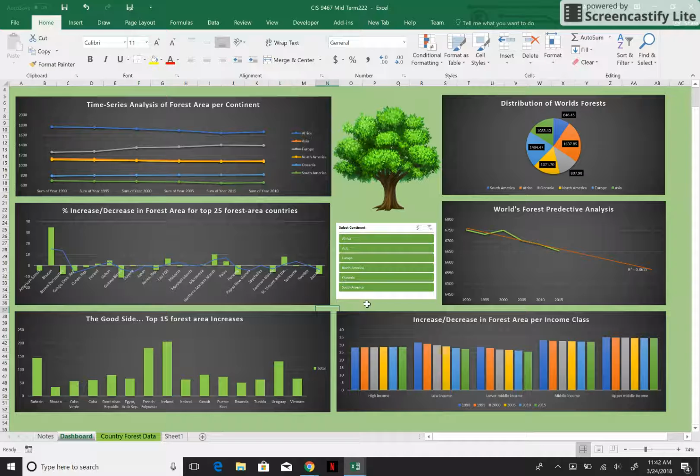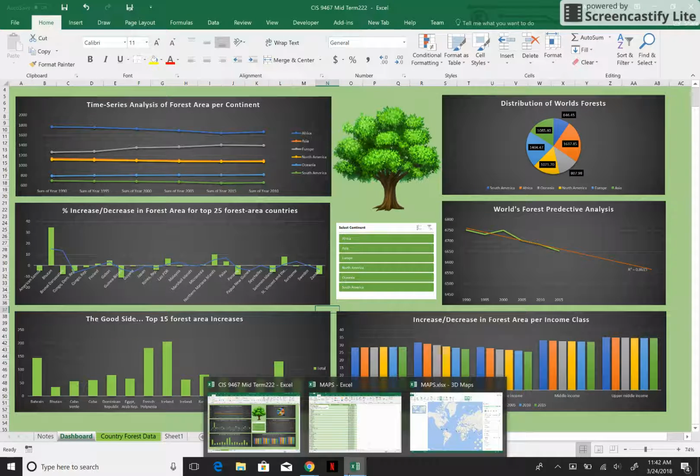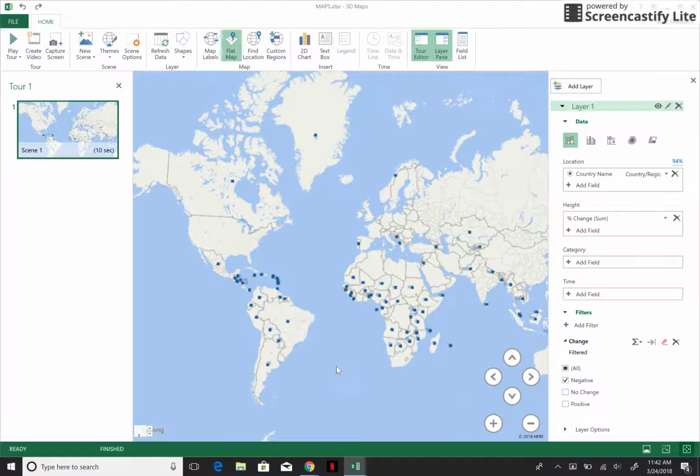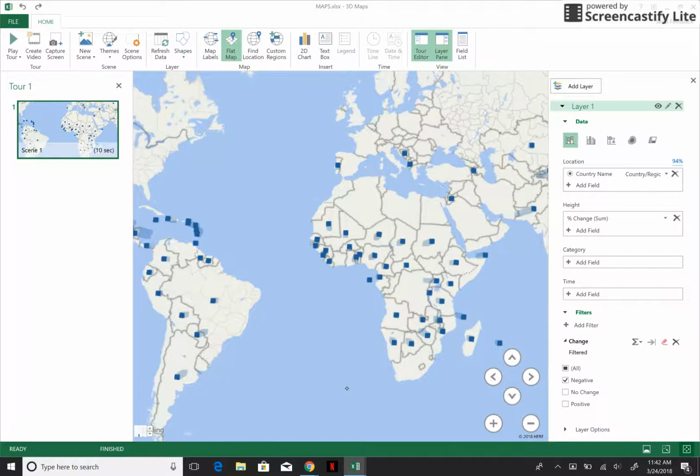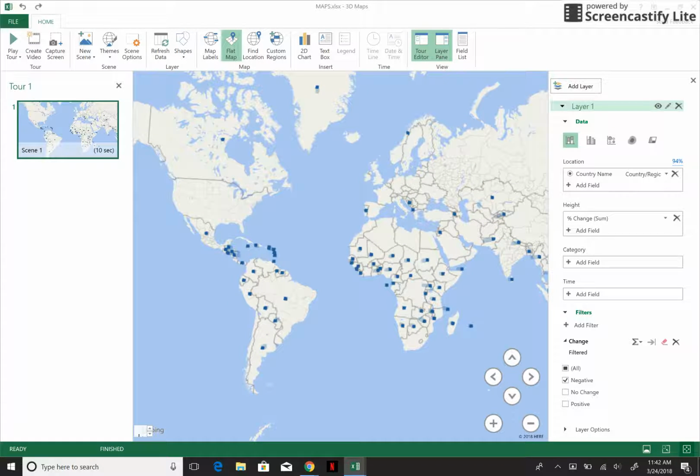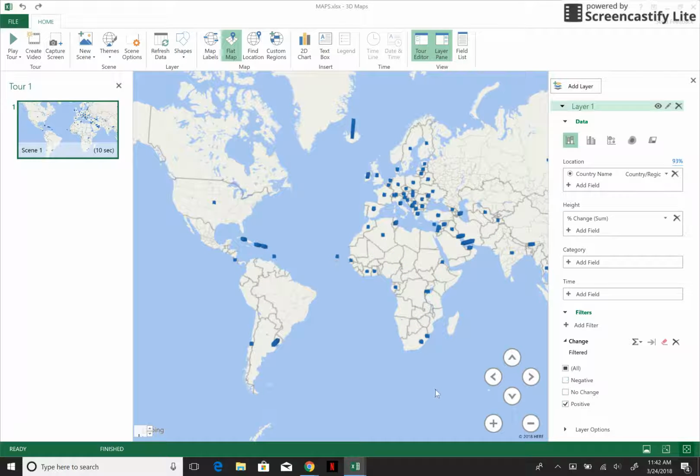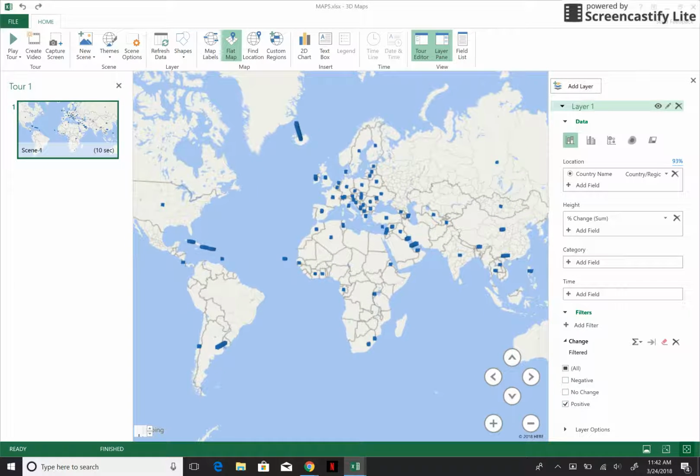So I knew since we had a lot of country data, I think Power Maps would be a great tool to visualize all of this. So I used the Excel map, 3D map, to visualize this. For example, if I wanted to see all the countries with positive forest increases, we can see more often than not they're hovered around the European area.